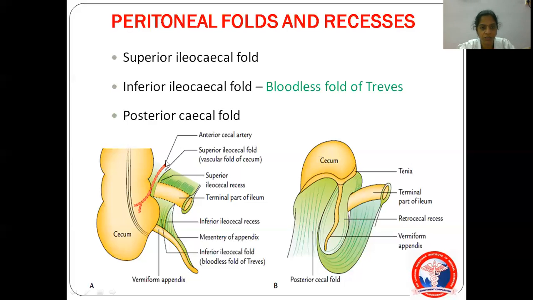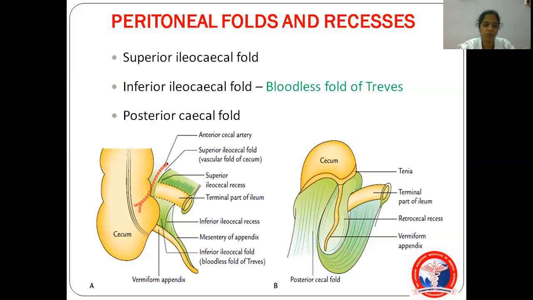Here, you can see in the superior ileocecal fold there is a blood vessel. Because of the blood vessel, this fold is also called the vascular fold of cecum. When you see the inferior ileocecal fold, there is no blood vessel. So this fold is also called the bloodless fold of Treves. During surgery, if you approach through this fold, blood loss will be very less, so usually it is approached through that. So this is about the peritoneal folds and recesses.